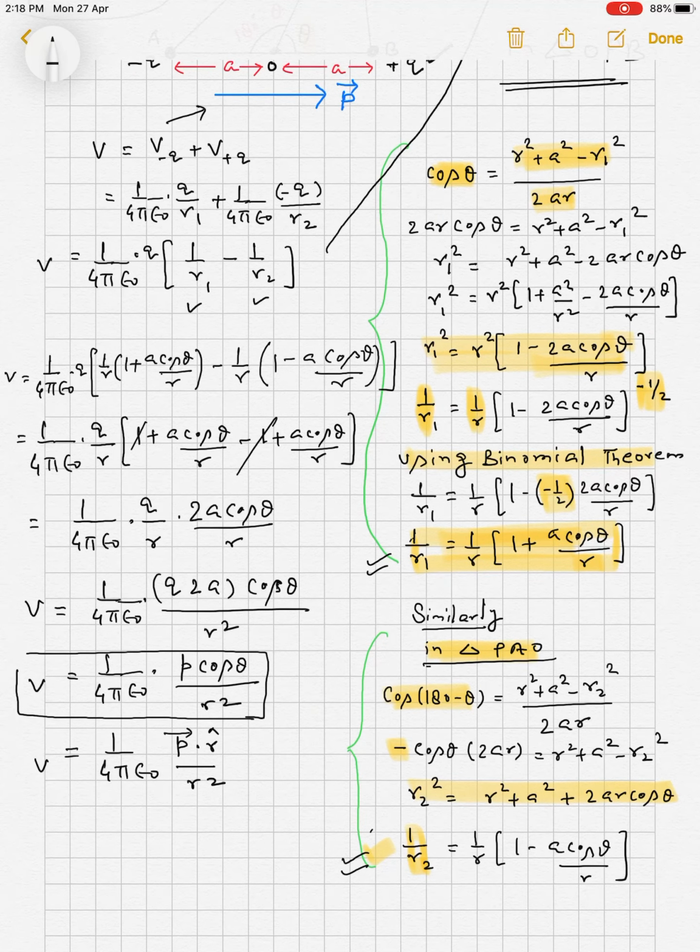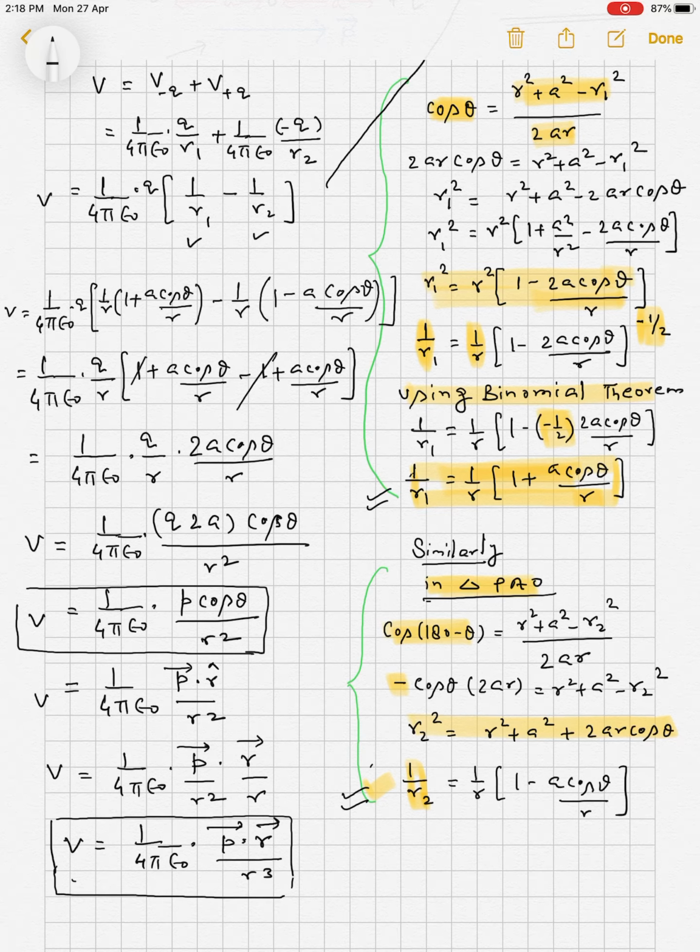And we can also write 1 upon 4 pi epsilon naught p vector, and this r unit vector can be written as r vector divided by its magnitude, and r square. So V can also be written as 1 upon 4 pi epsilon naught p vector dot r vector upon r cube. So this is the potential which is proportional to the dot product of dipole moment vector and r vector. So here the formula p cos theta.